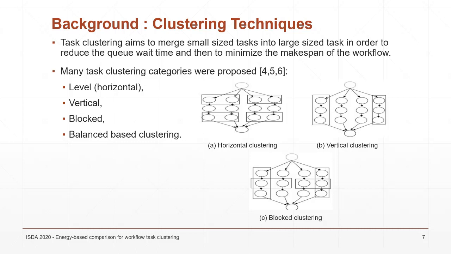Task clustering aims to merge small-sized tasks into large-sized tasks in order to reduce the queuing time and then to minimize the makespan of the workflow. The makespan expresses the overall time to release all workflow tasks. Many task clustering schemes were proposed, such as level, vertical, block, and so on. In this work, we will limit ourselves to horizontal and vertical task clustering. In horizontal clustering, the independent tasks of the same level of the workflow can be combined together to form a cluster. However, in vertical clustering, the tasks of the same pipeline can be merged into a cluster.